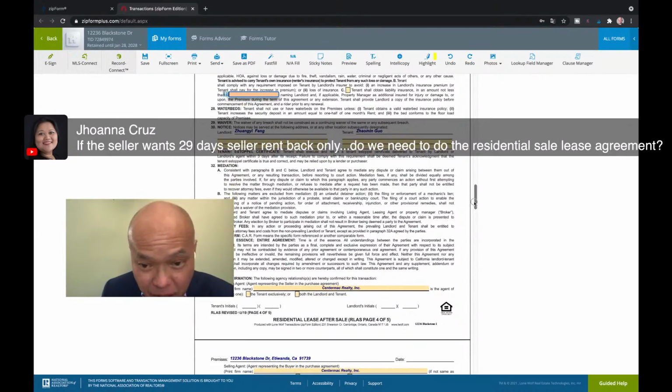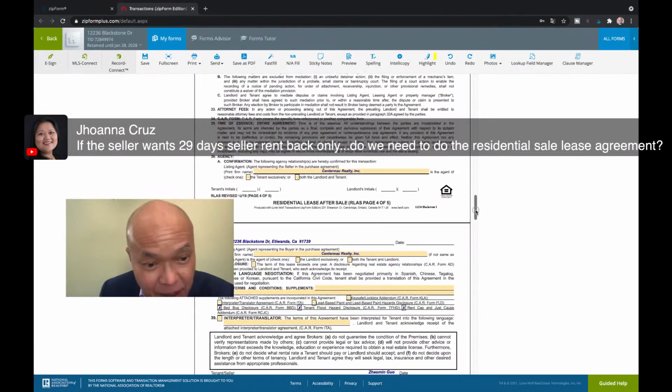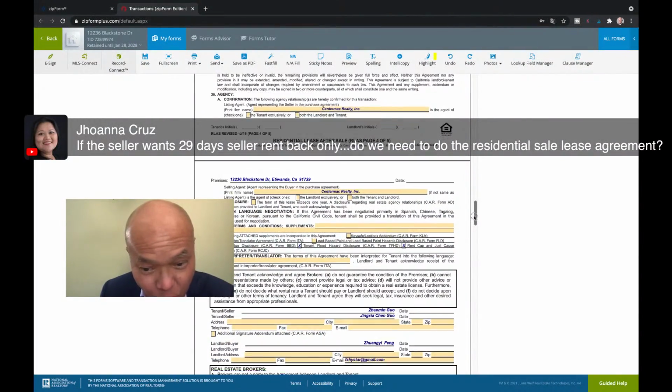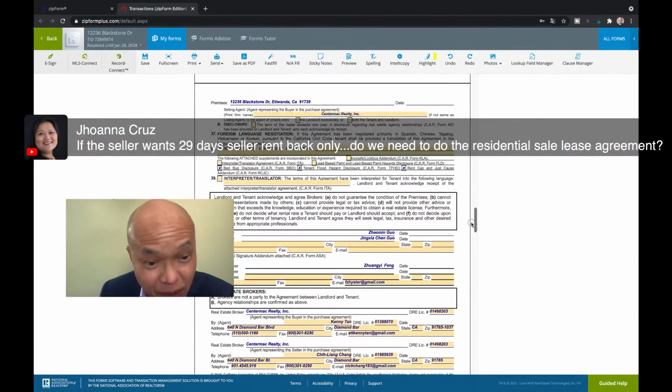And then number 30, you insert the addresses to serve legal notice. You put in the tenant landlord, which is the buyer's address to receive notices from the seller. The tenant, which is the seller's address, usually is just use the property address. Okay. Let's move on to number 30, agency confirmation. That one you know, you don't need me to teach you how to do that.